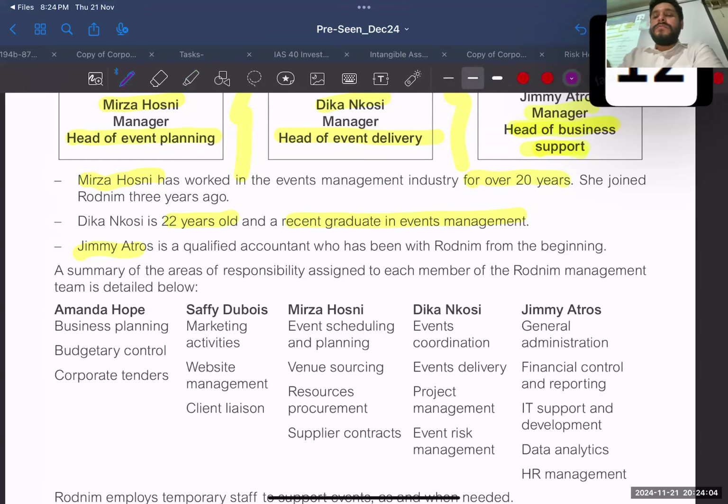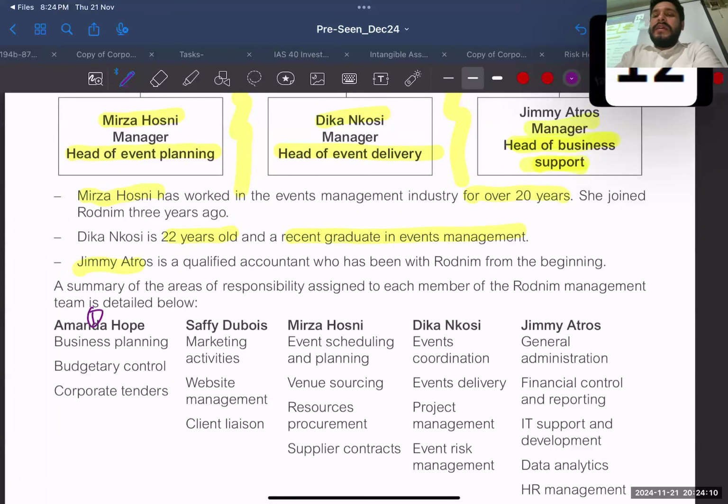Okay. So for the directors, the first director, and the second director. He's going to have a business planning approach. He will be looking at the budgetary controls, and he'll be looking at the corporate tenders. So I guess he's going to plan out the business that is relating to the expansion operations. He's going to have the budgetary controls as to how the cost should be managed, and he will be creating the tenders for the client.